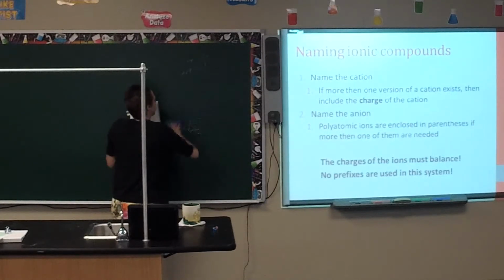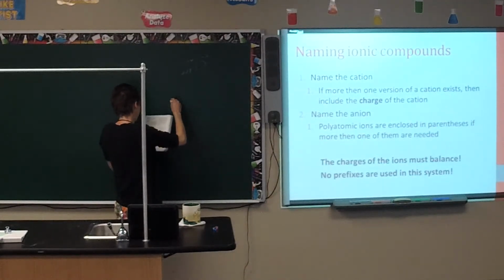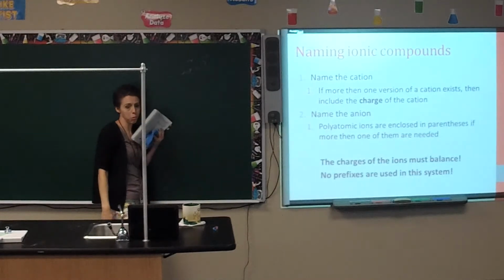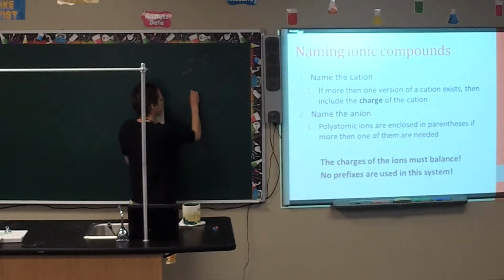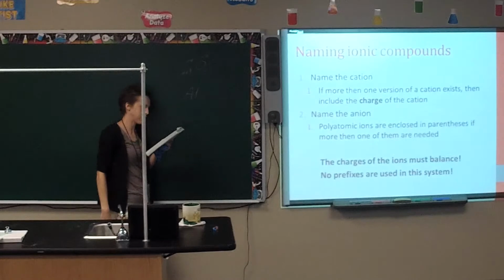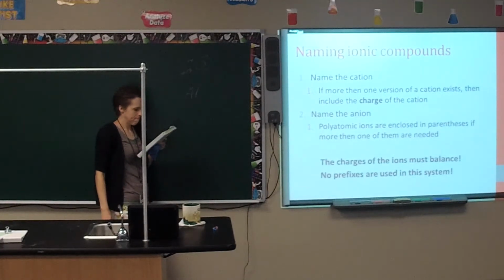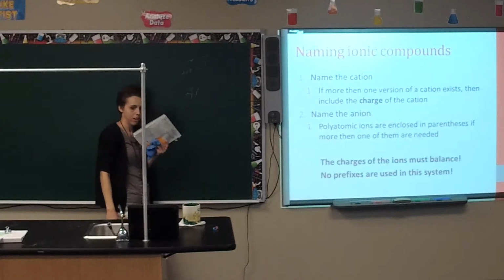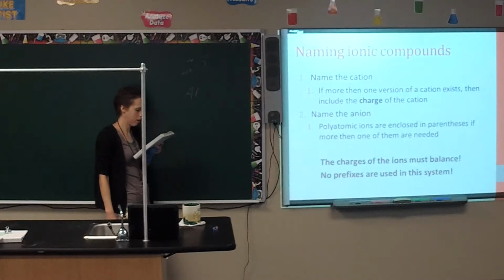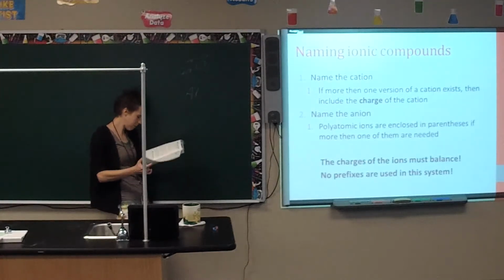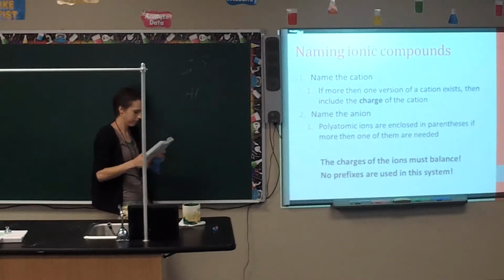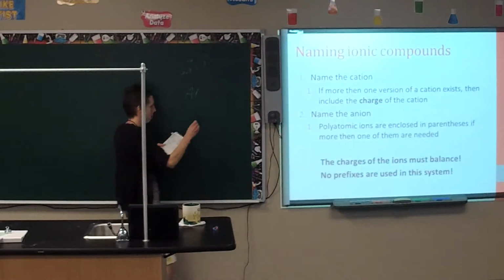Alright, let's look at the last one, Ethan. Aluminum sulfate. What's the symbol for aluminum? Al. Aluminum and then sulfate. You guys are going to have to find sulfate. It's in the chart on page 40, at the very bottom of the chart. Sulfate is not just S. SO4.